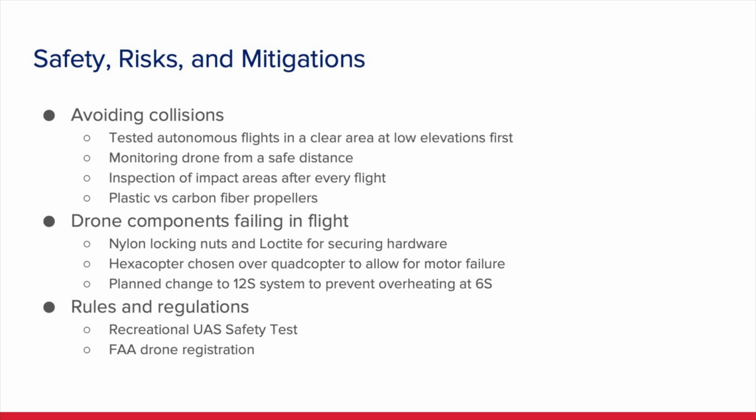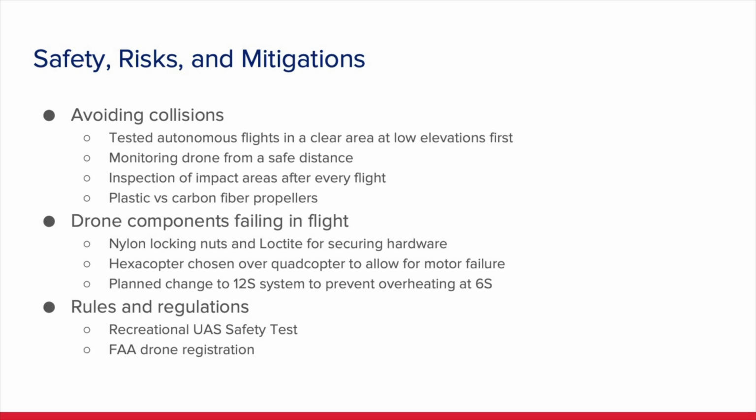Moving on to safety risks and mitigations. One of our main concerns for safety was avoiding any possible issue with the drone. We tested autonomous flight in a low, clear area at low elevations, monitoring from a safe distance. If we did crash, we inspected the impact areas after every flight to make sure nothing was broken. We also used plastic propellers on the test dummy drone to minimize the damage done to anything that the propellers hit, because the carbon fiber propellers can do a lot more damage.